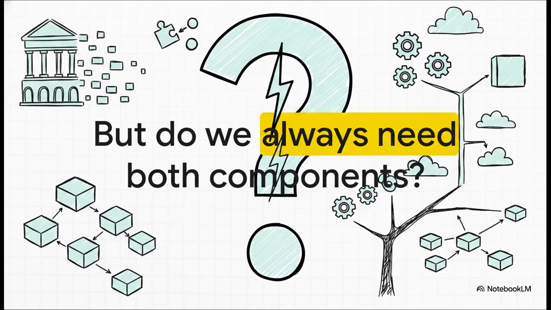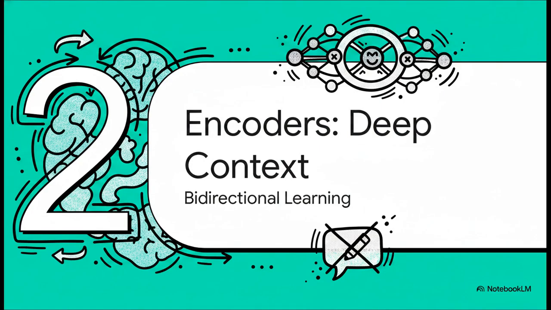Now, this brings us to a really pivotal question. It's kind of the catalyst for the rest of this explainer. If that original translation model used both of these halves, do we actually need both components for every single task? The short answer? No. No, we don't. And honestly, that exact realization is what splits AI history right down the middle into two completely distinct branches. Which leads us to Section 2.